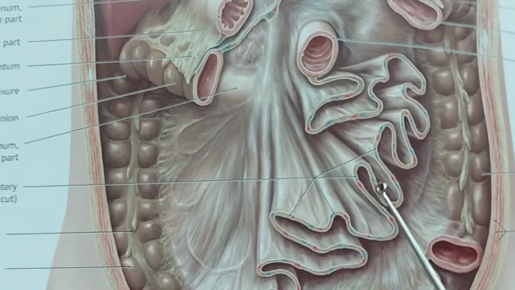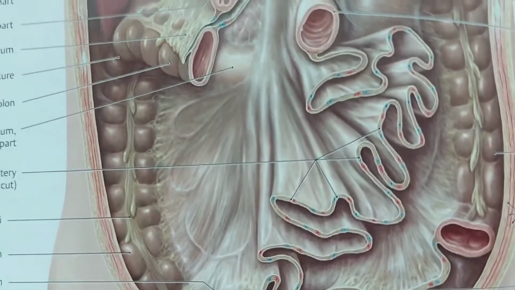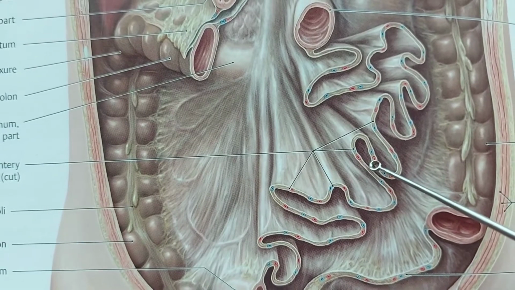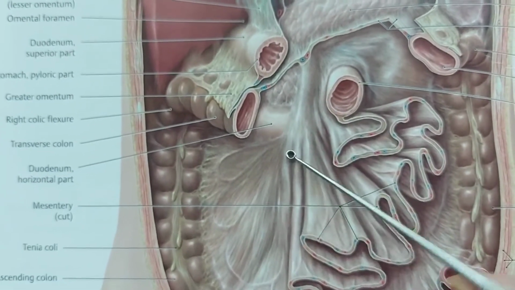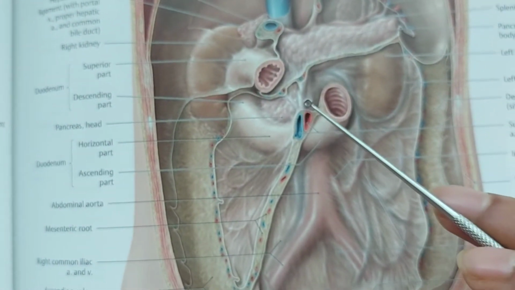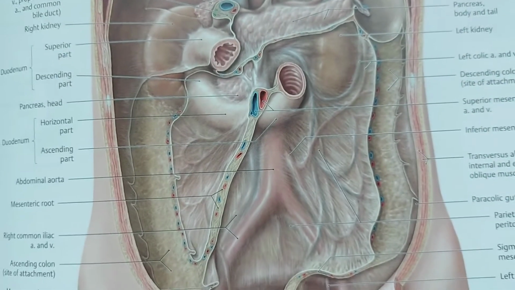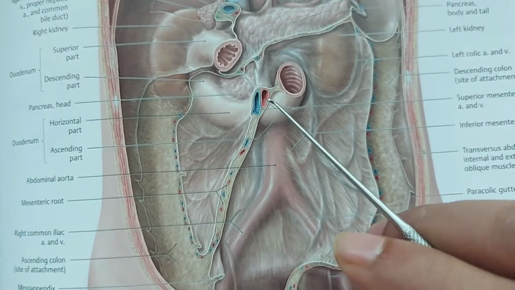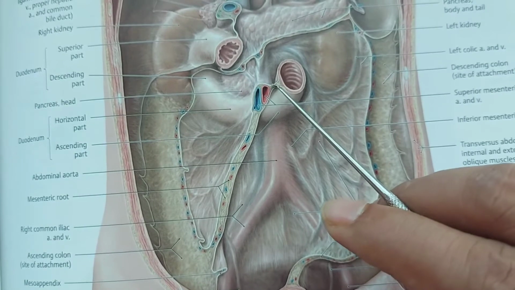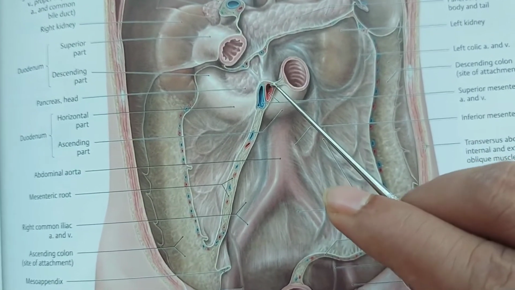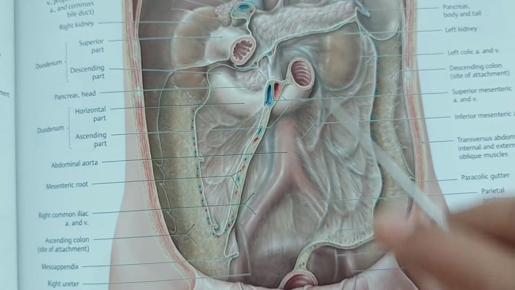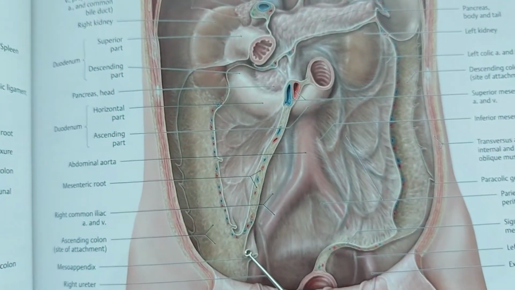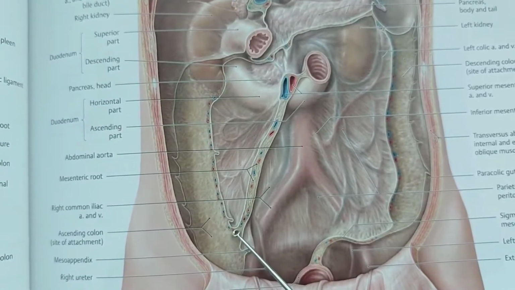In this very close up view, you can see this mesentery has the blood vessels and the lymphatics, and it is attached to the posterior abdominal wall. Here we see the attachment of the mesentery. The attachment of the mesentery starts at the level of the second lumbar vertebra, this is the left side of the body, this is the right side of the body, up to the right sacroiliac joint.